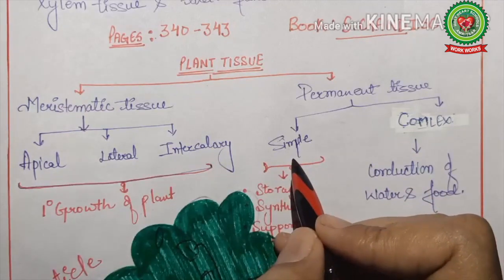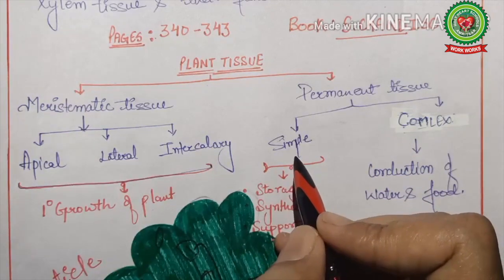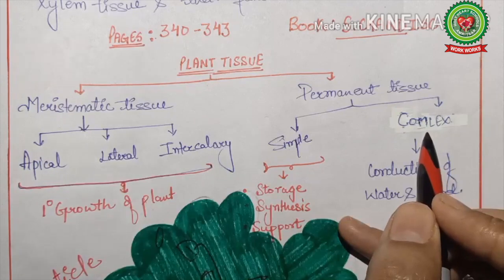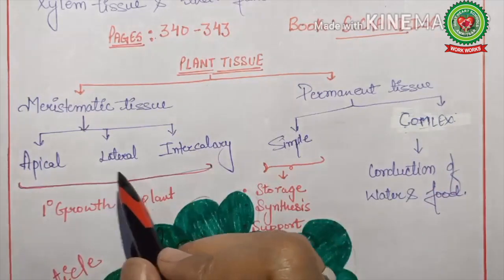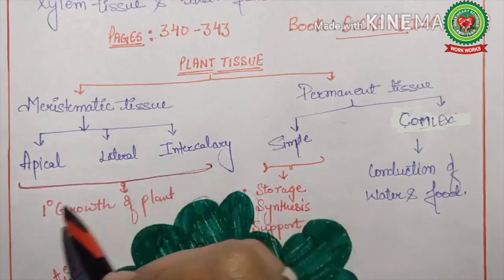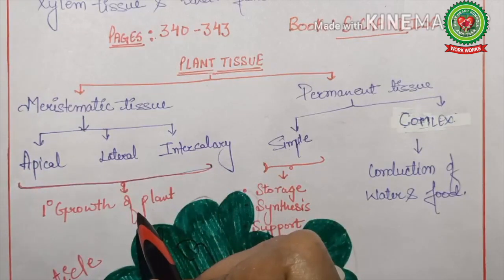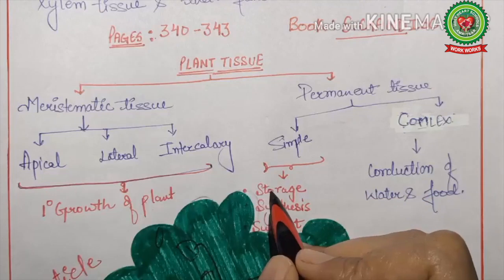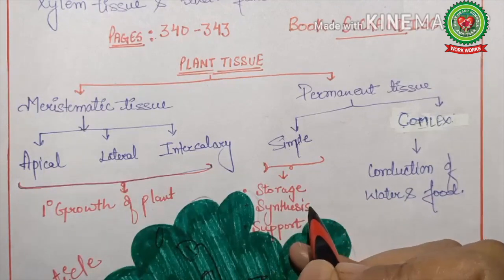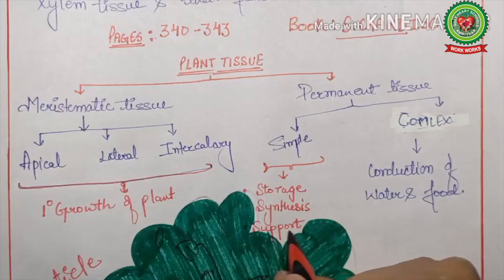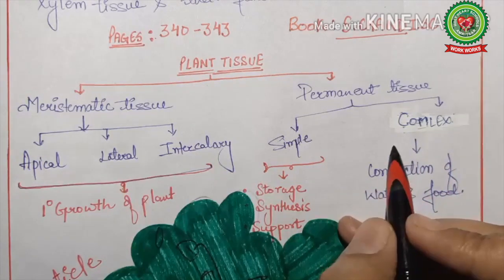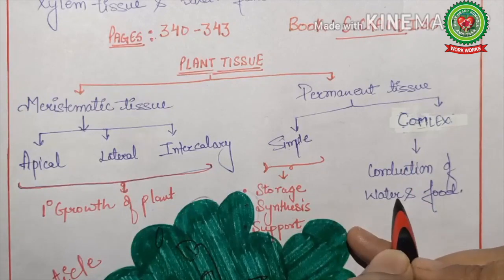Simple tissue consists of similar cells or only one kind of cells, whereas complex tissue consists of different kinds of cells which work together as a single unit. Apical, lateral and intercalary meristem collectively result in primary growth of the plant, that is they help to increase the length of the plant, whereas simple tissue helps in storage of food, in synthesis of food by the process of photosynthesis, and also provides mechanical support to the plant. Complex tissue results in the formation of vascular tissue, that is a tissue which helps in conduction of water and food.